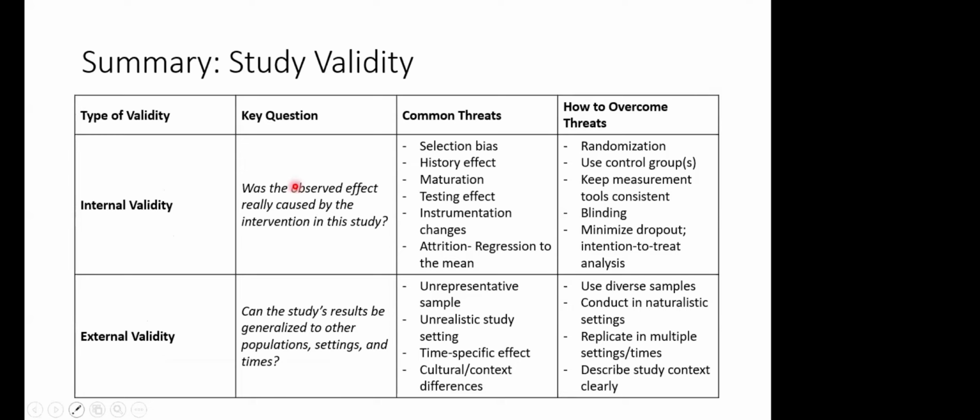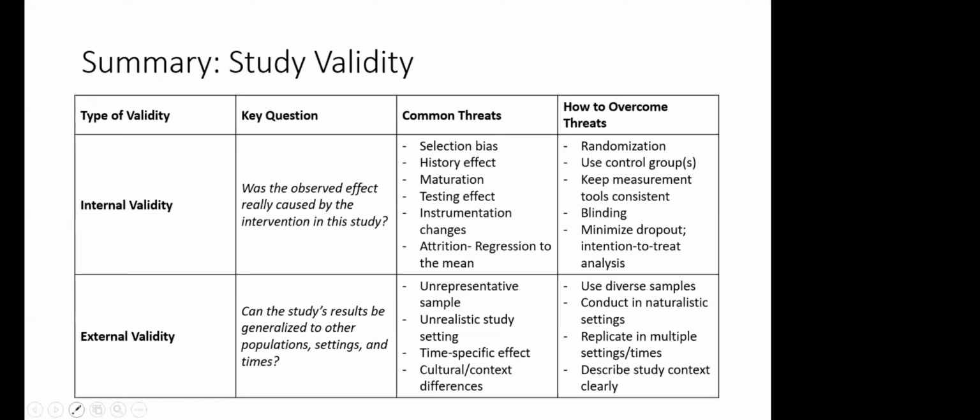So in summary, internal validity is about whether the observed effect in a study is really caused by the intervention or just another confounding variable. There are various threats to the internal validity of a study. Number one is selection bias. This is where there are systematic differences between groups at baseline that can influence the outcome.